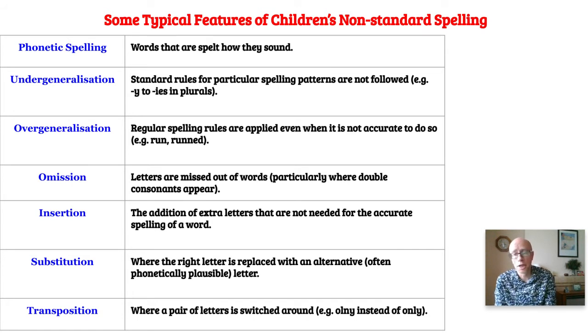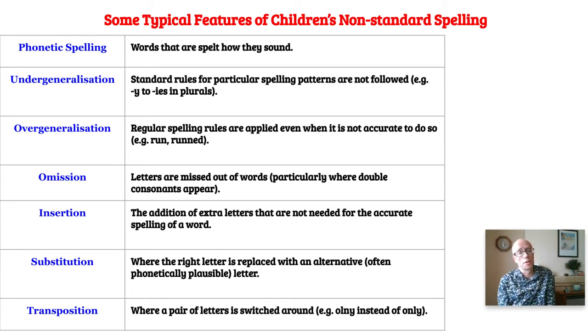So, for example, a child might be spelling parties just as P-A-R-T-Y-S. So they're not following that rule that when you pluralize something, you change the Y consonant to I-E-S. So we're going to call that undergeneralization. And the opposite of that is overgeneralization. This is where regular spelling rules are applied even when it's not accurate to do so. Dare one even say the noun phrase virtuous error here?